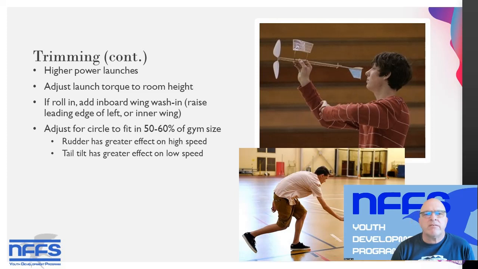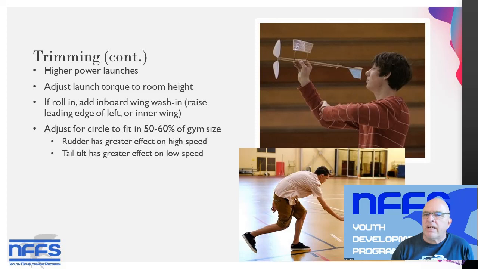As we continue our trimming, once you have the plane flying well at low power, simulating your cruise and letdown, now you want to progress to higher power launches. You don't want to go to full torque at once. Just add a little more torque each flight and adjust the launch torque to the room height. You should find the plane climbing a little more as you increase torque until you can get to the ceiling.